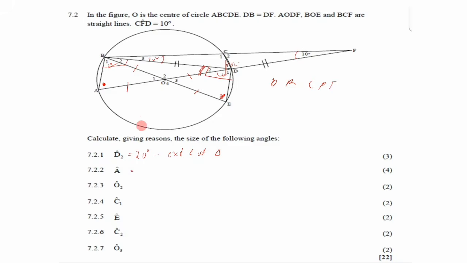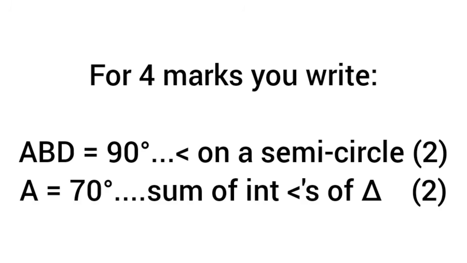Right? Now let's look at A. Remember we have D2, which is 20 degrees, and here we have 90 degrees. If we look at triangle ABD, the interior angles of a triangle must sum to 180 degrees. We have 20, we have 90, that's 110. So here that means we have 70 degrees, and our reason is sum of interior angles of a triangle.